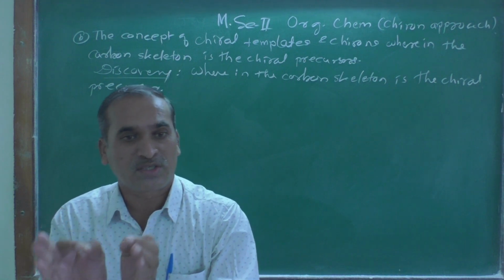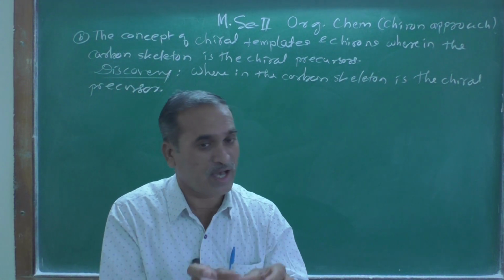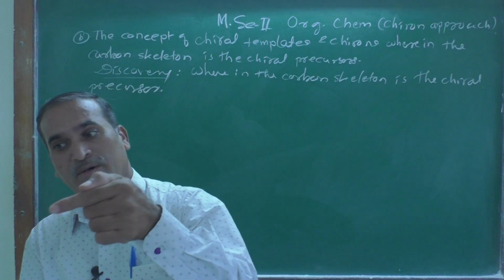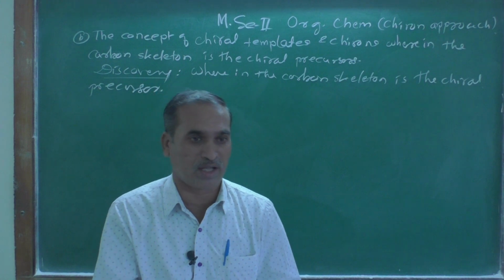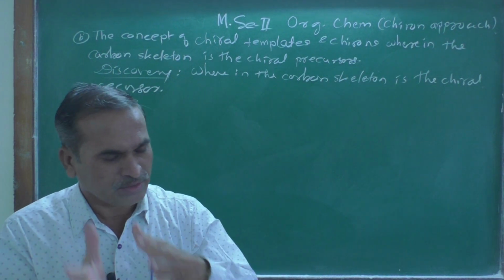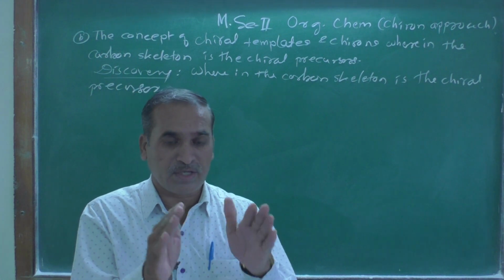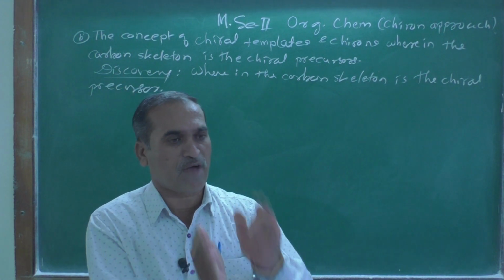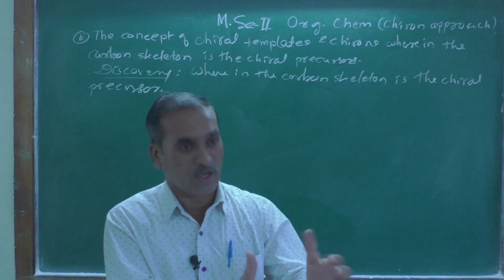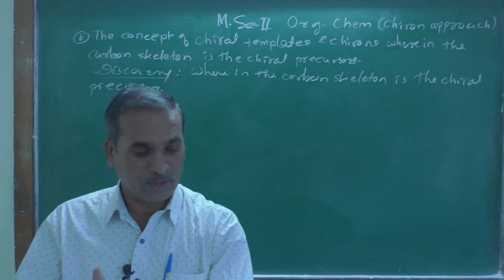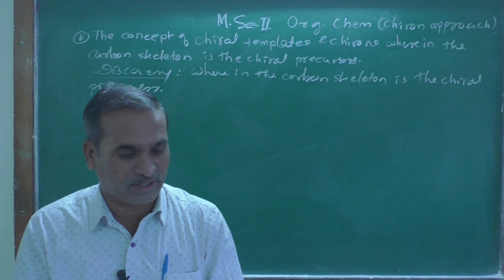We are reaching the target molecule, and we are reaching the precursor, or what we can call the starting material, which must be chiral. Chiral template means it must have a fixed pattern or a particular shape, and the word used for this is chirality.